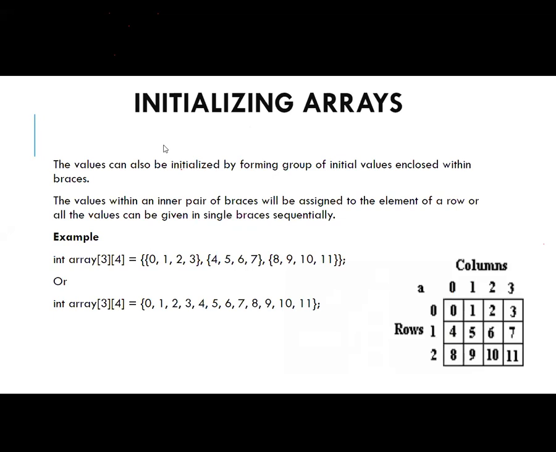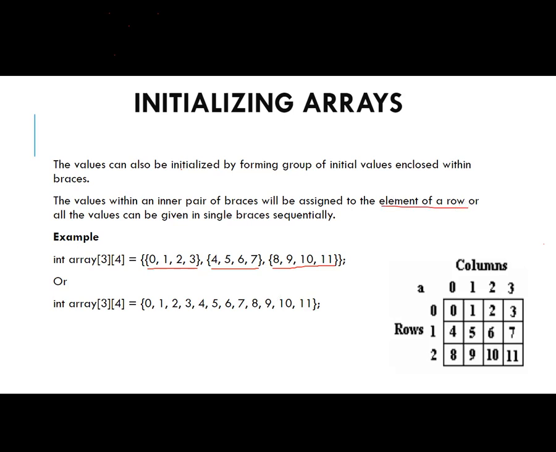But now see how you are going to initialize this multi-dimensional array. In this multi-dimensional array, the values can be initialized in the form of groups. Can you see here, you are having different groups. Each group will correspond to a row, and these groups you have to write within curly brackets. So the values inside the curly brackets will be the elements of the row.